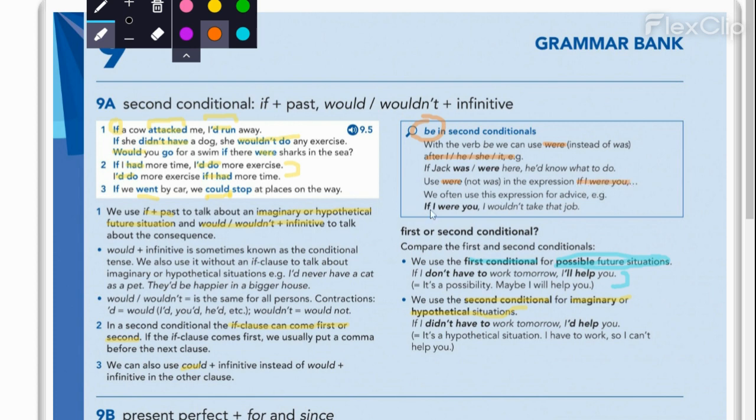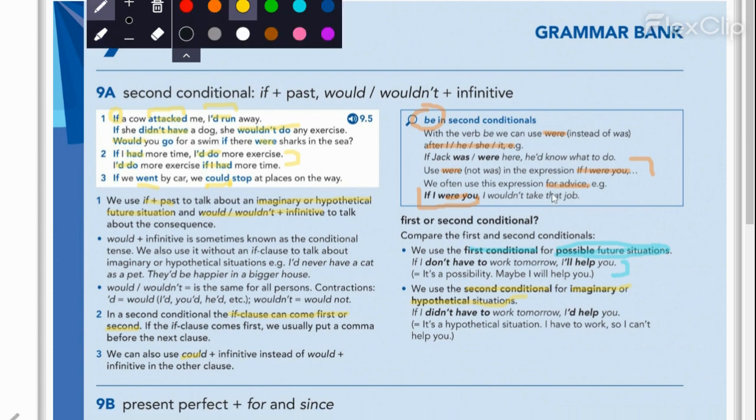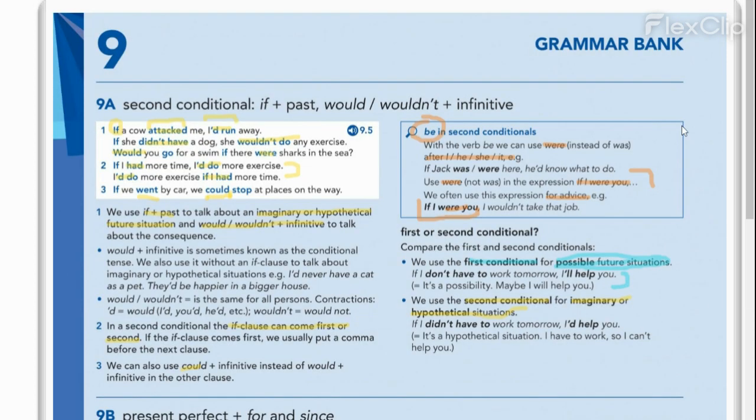For example, this expression is used for advice, okay? And you can say, if I were you, I wouldn't take that job. So, if I use the expression if I were you, I have to use were. It's an obligation, okay? And what we are going to do now is to practice on the next page.